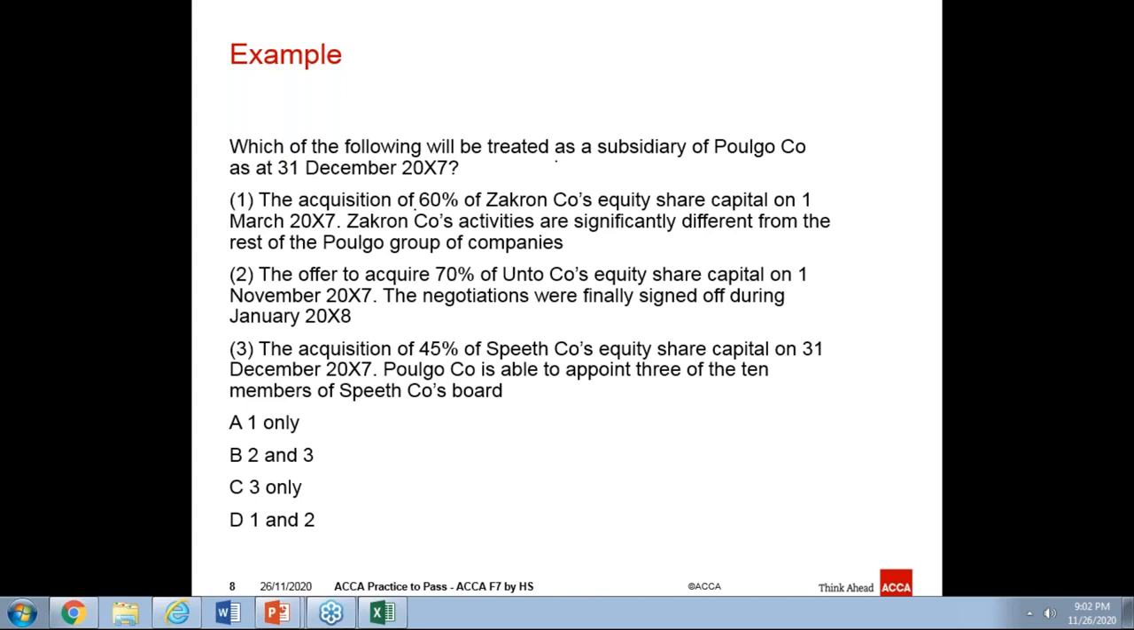So analyzing the first point, the question: the acquisition of 60% of Zacron's equity share on 1st March 2007. The Zacron activities are significantly different from the rest of the Pulgo group of companies. Do remember this point, that it is not going to matter if the parent or the subsidiary company has different businesses or involves different industries. If you have got 60% shares and nothing else was mentioned, then you can say that one is right.